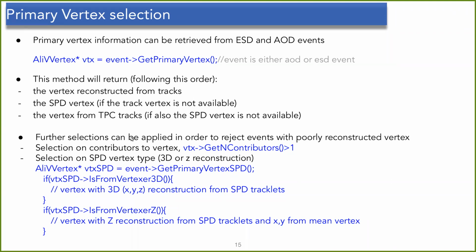So if you do not put this condition, you will see in your vertex z distribution a sharp spike at z equal to 0, which is due to the vertexes that are not properly reconstructed. In order to remove that, you need to put this condition: vertex GetNContributors greater than 1.